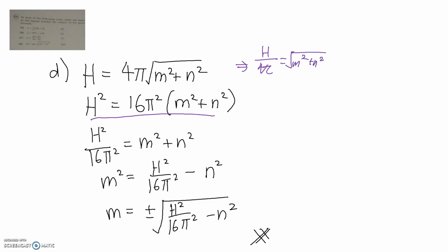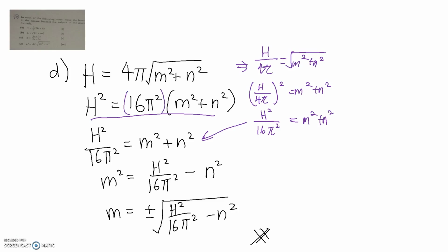Now, I think it's clearer here for some students if you square both sides. So if you square both sides, h over 4 pi squared is m squared plus n squared. The square of h over 4 pi is h squared over 16 pi squared. Now, this brings you to Miss Chan's third step over here. I'm just saying this because some students have problems squaring both sides in the first form. But if we do it in this form, you get the same answer. Hopefully this is clearer for you.